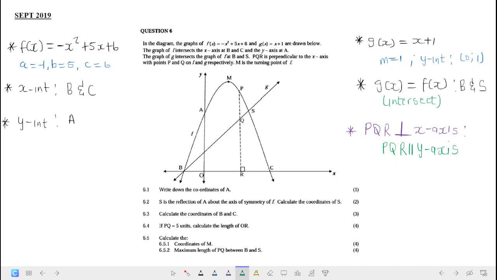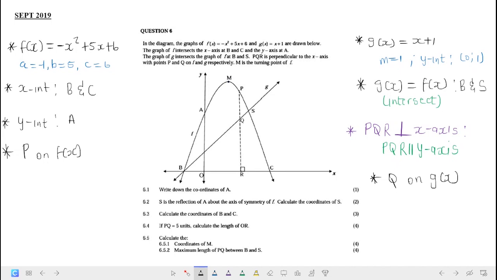Now what else here? We're told that P is on F and Q is on G. Which means on my F, I can say P is on F of X. Then over here, let me edit, I can say Q is on G of X.